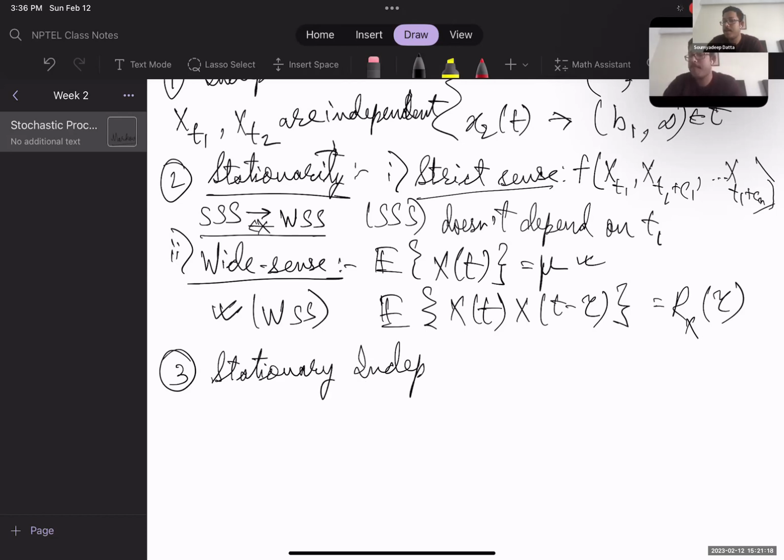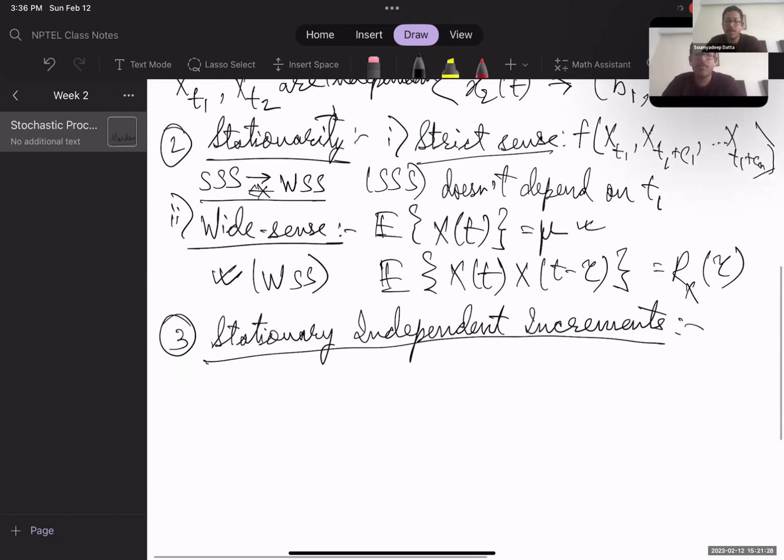Now let's move to another important kind of process, which is stationary independent increments. What do we mean by that? We'll study some examples actually, and for the sake of time I should state the property first.